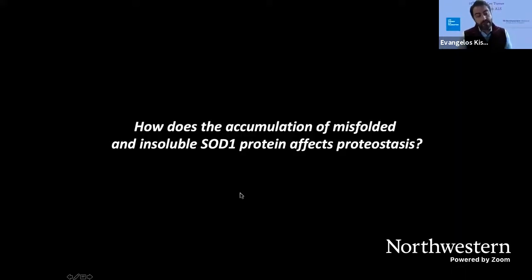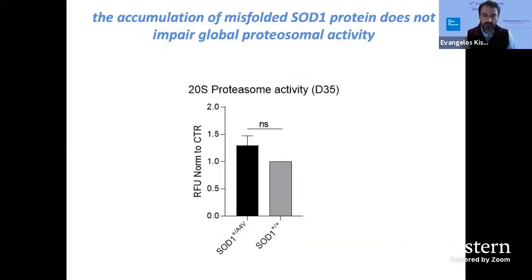So now that we had a clear understanding of the dynamics of the misfolded SOD1 protein in our culture system, we asked, well, how does the accumulation of this impact proteostasis? A long-standing hypothesis in the field has been that this misfolded SOD1 protein will impact global proteostasis. It will impact the ability of the proteome to function. And we looked at this in a couple of different ways.